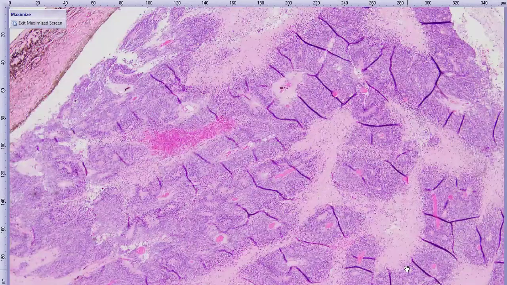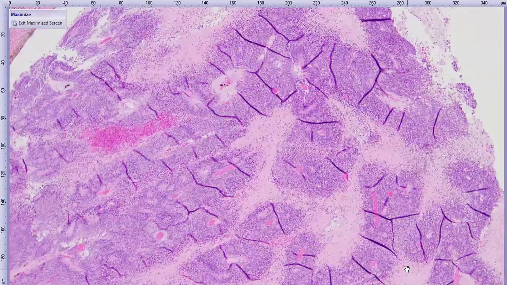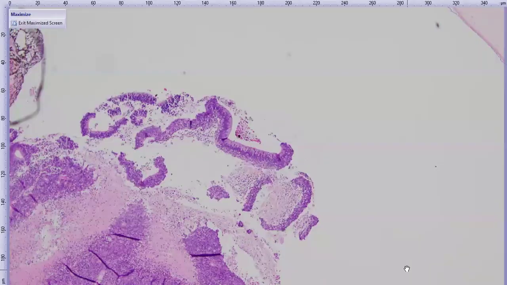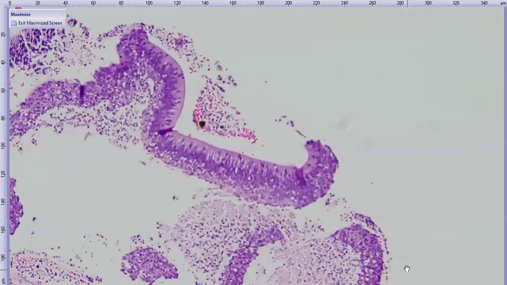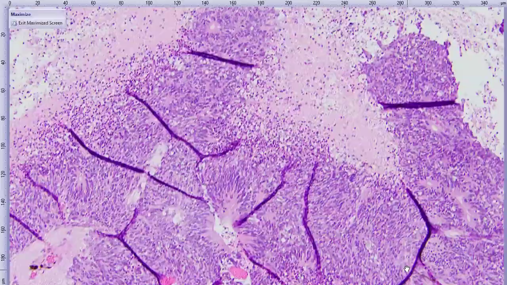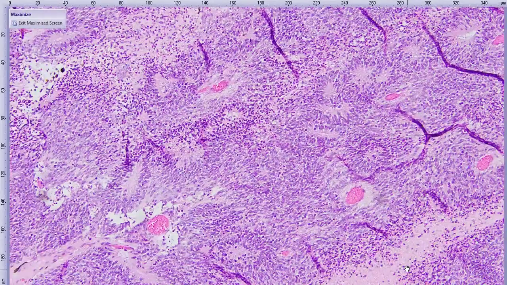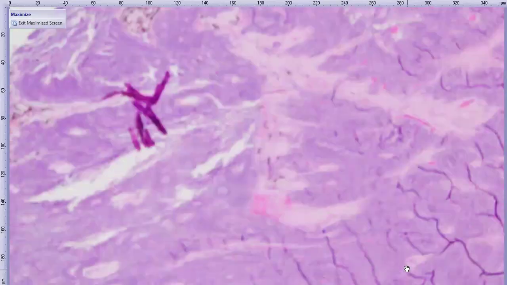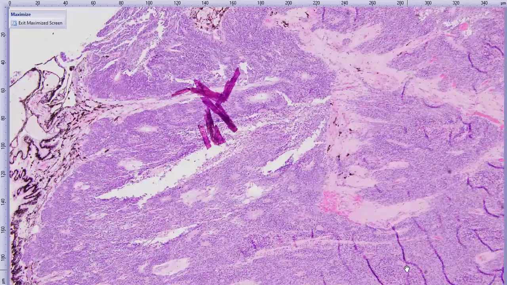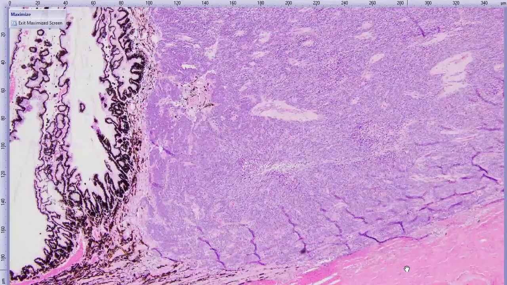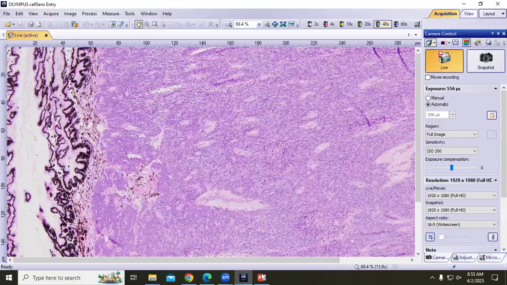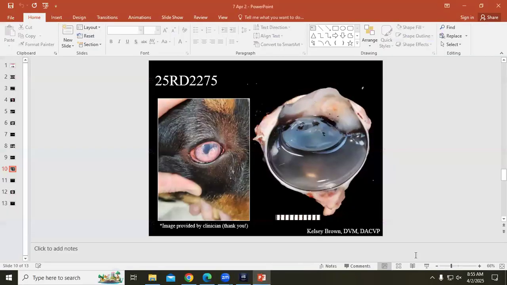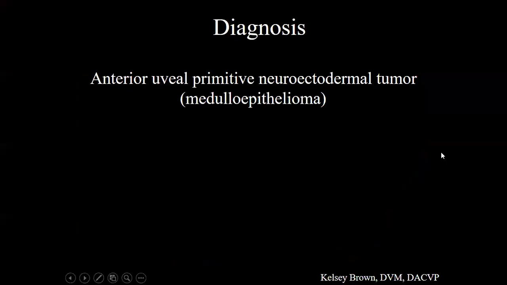So these features here, and as Dr. Shaw alluded to, we have this embryonic population of cells. This look, making the rosettes and pseudo-rosettes, and its confinement to the uveal tract, is most consistent with a primitive neuroectodermal tumor. In this location, most consistent with a medulloepithelioma. Let me move over to the diagnosis section, which here it is.